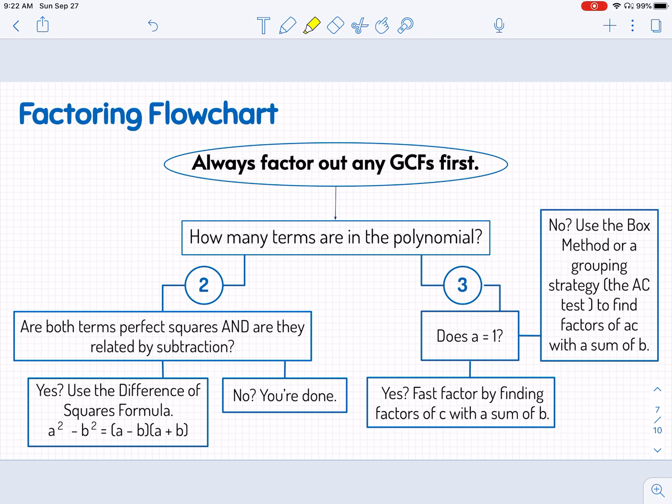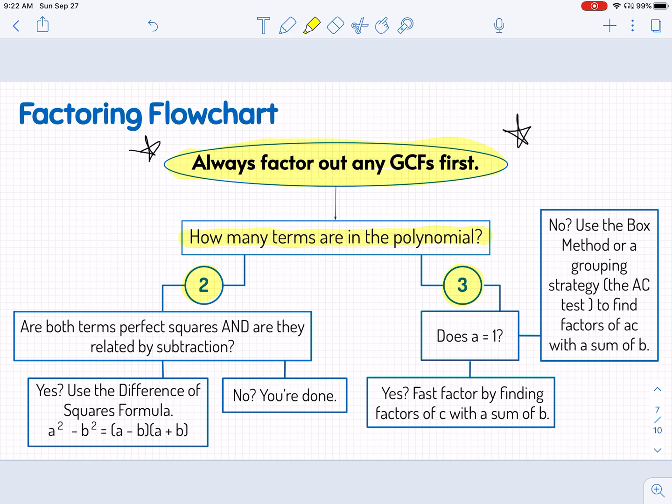So step 1 to factoring. Always, always, always factor out any GCFs first. This is absolutely essential to completely factoring. Step 2. Ask yourself, how many terms are in the polynomial? Are there 2 terms? Are there 3 terms? There'll be more terms later, but for now, just 2 or 3.